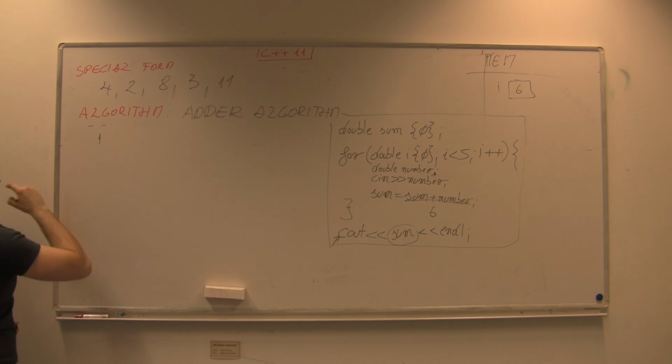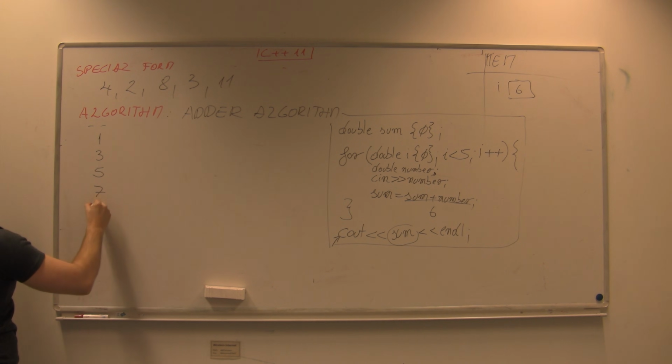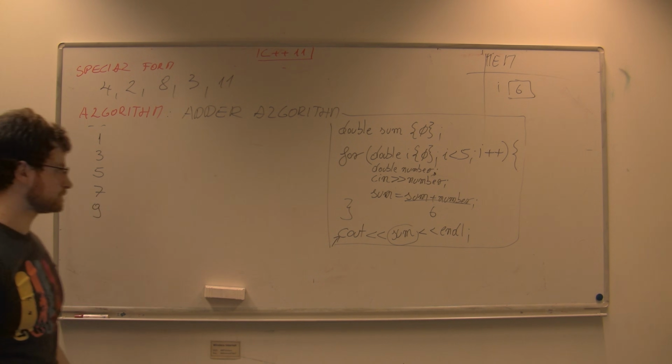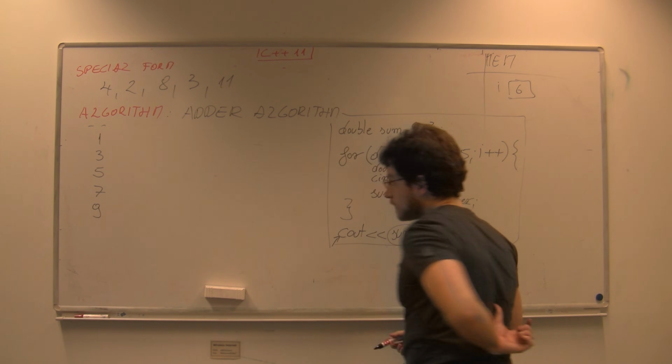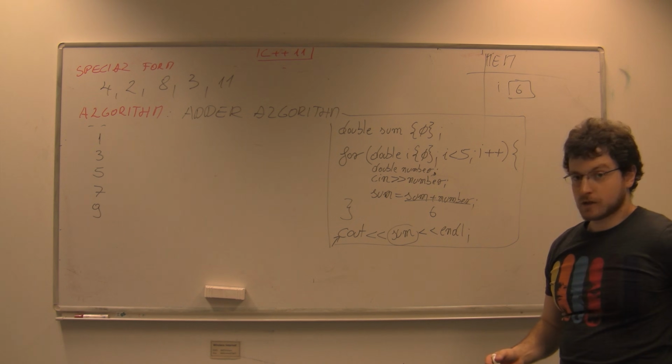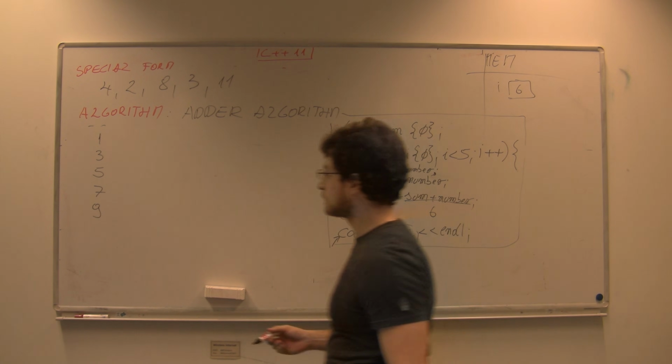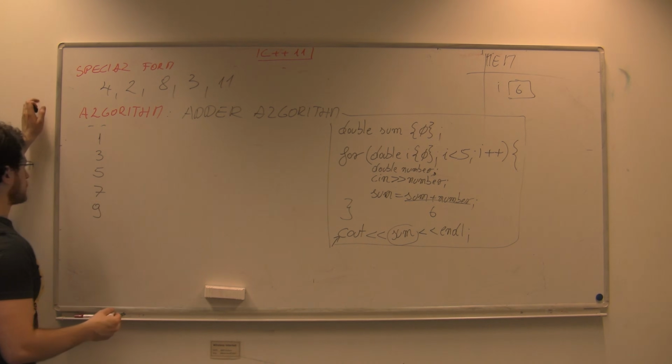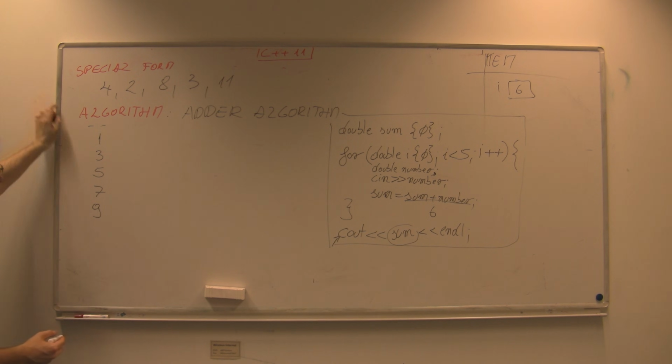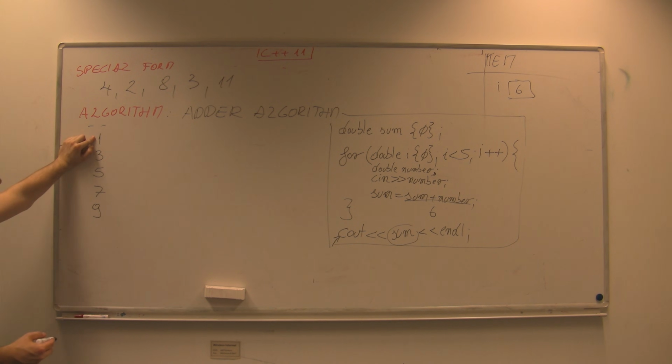This is the number 1, the number 3, the number 5, the number 7, and the number 9. How could we generate them? Well, one way would be to start with the first number, that's 1, and then at each step increment by 2.